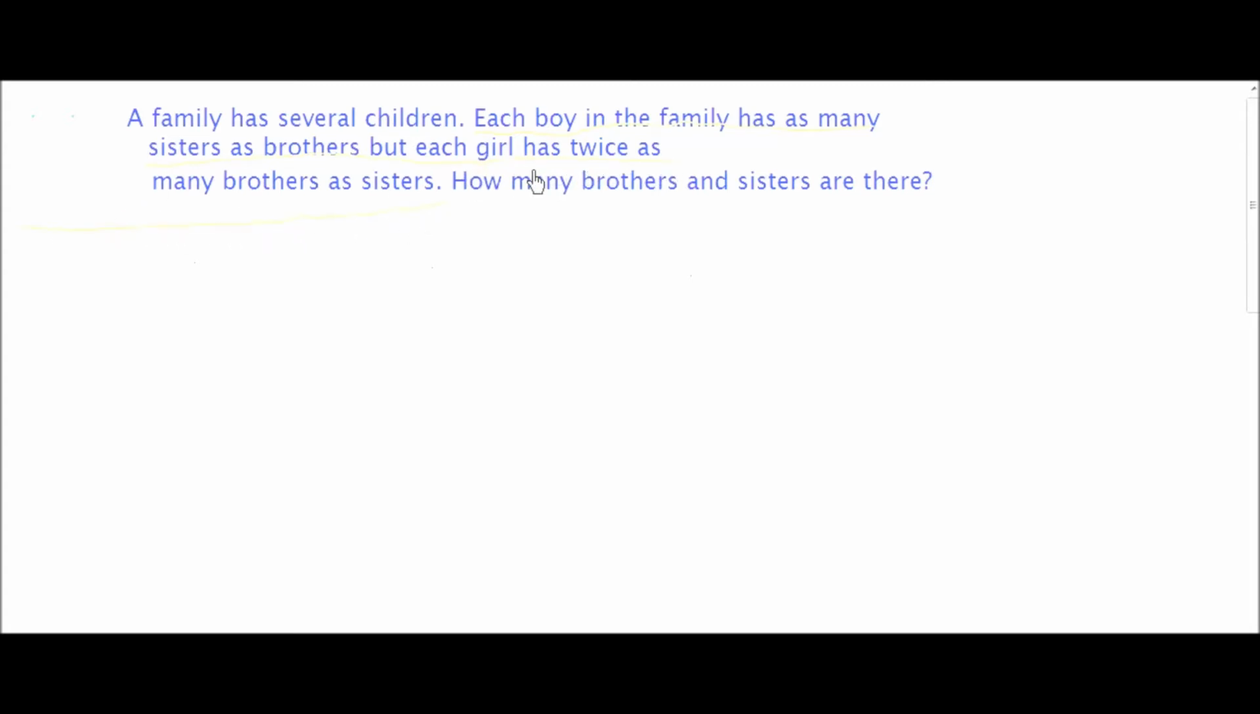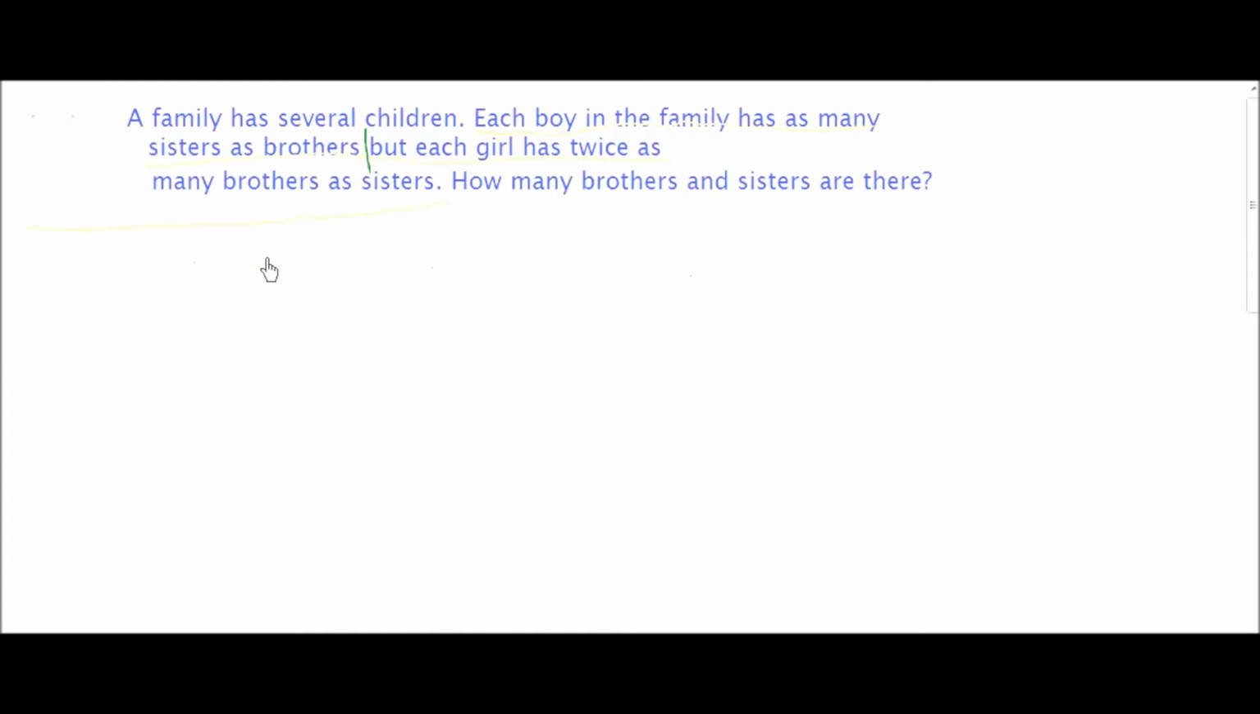So in this sentence, we have two parts that take us to the solution of this problem. The first one is this part: each boy in the family has as many sisters as brothers. And the second part: each girl has twice as many brothers as sisters. So these two leads take us to a solution. Let's start solving the problem.